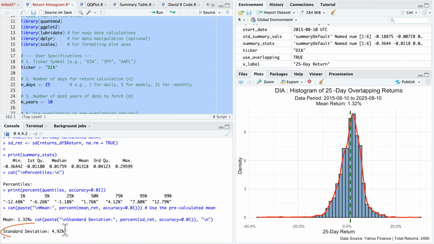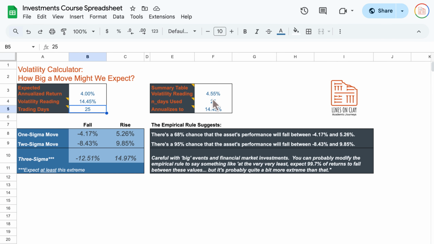We're going to get 4.92. That's just what it happened to be for the period, the number of years I'm looking back, for the ticker that I'm looking at, et cetera, et cetera. So what I'm going to do then, or what you would do, is say, okay, well, I'm now going to input that 4.92 up here. So we're going to say 4.92 on a 25-day look back. And what that gives me is an annualized figure of 15.62.